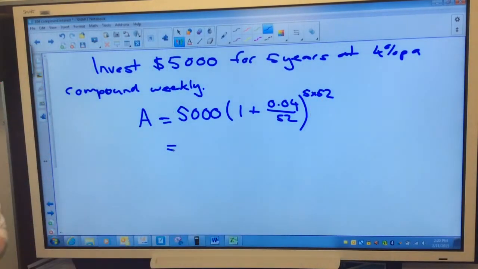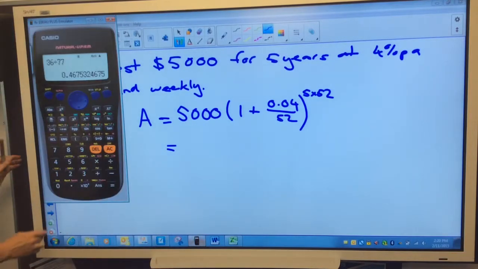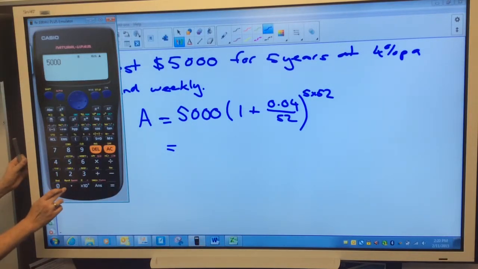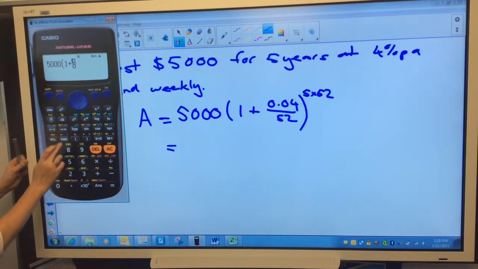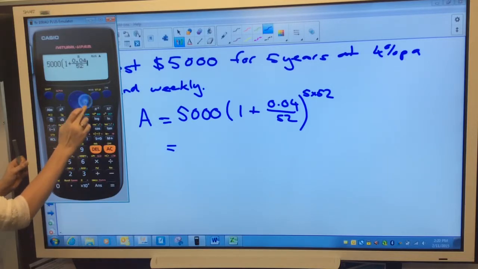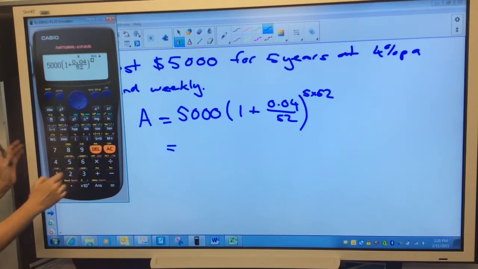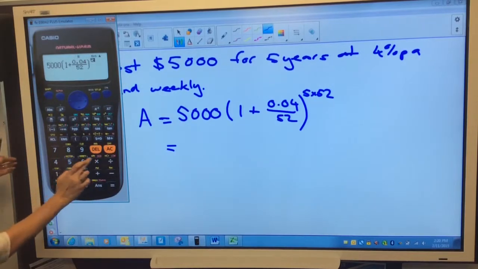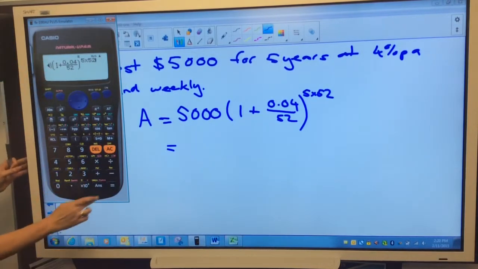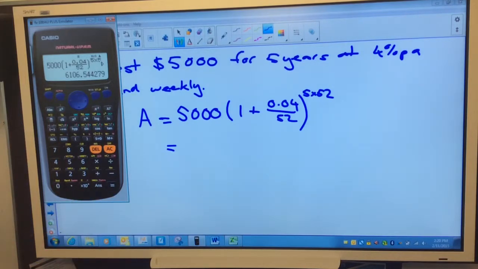And you can seriously just grab a calculator and type it in exactly like that. So I grab my calculator, I type it in, 5,000, brackets 1 plus 0.04 over 52, close brackets, power of. Now, I don't even have to work out 5 times 52 in my head. I trust the calculator, it can do it. Okay, it's got the whole thing sorted. How cool is that? And it just works it out.